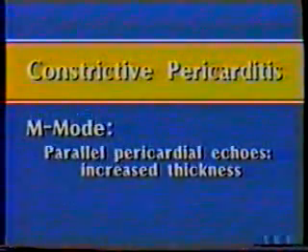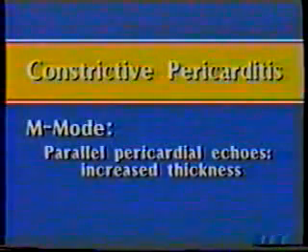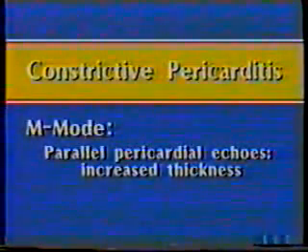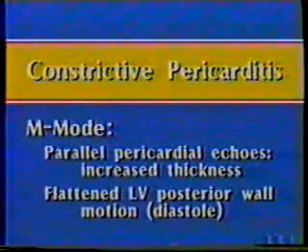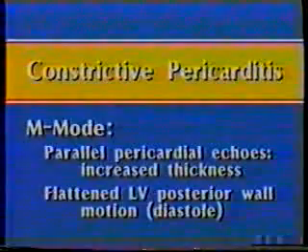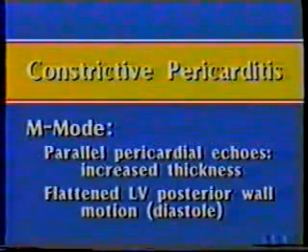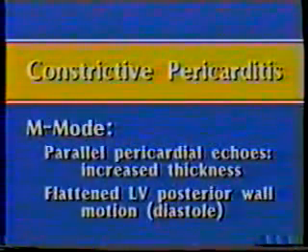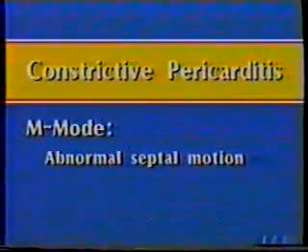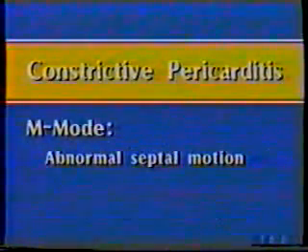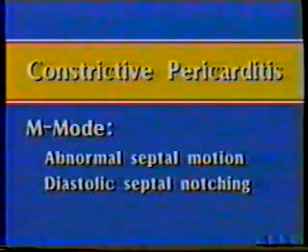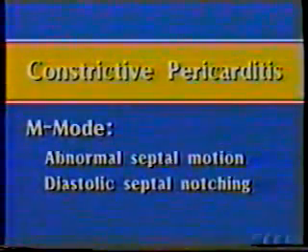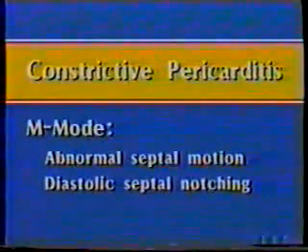M-mode echo can be used to demonstrate multiple parallel pericardial echoes, creating increased thickness. With constriction, the motion of the posterior wall in diastole is often flattened, reflecting the plateau in filling, and septal motion may be abnormal. Diastolic septal notching is another M-mode sign that has been associated with constrictive pericarditis.